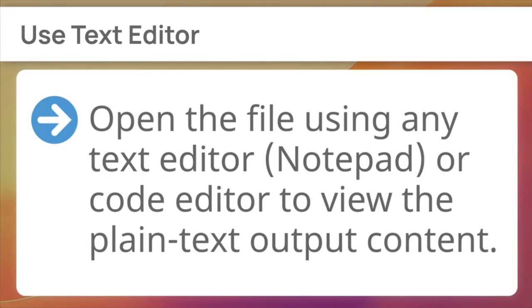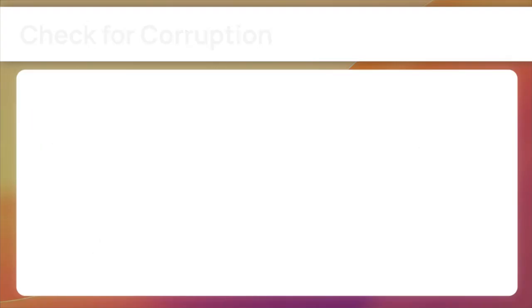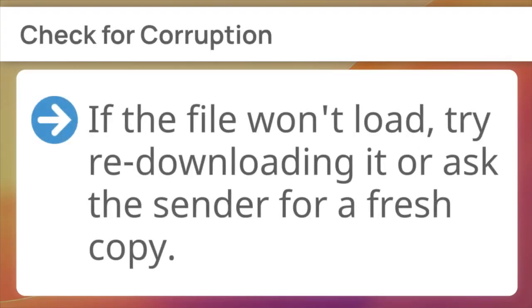output content. Next, check Associated Program. Determine the associated program, e.g. compiler utility that created the out file. Finally, check for corruption. If the file won't load, try re-downloading it or ask the sender for a fresh copy.